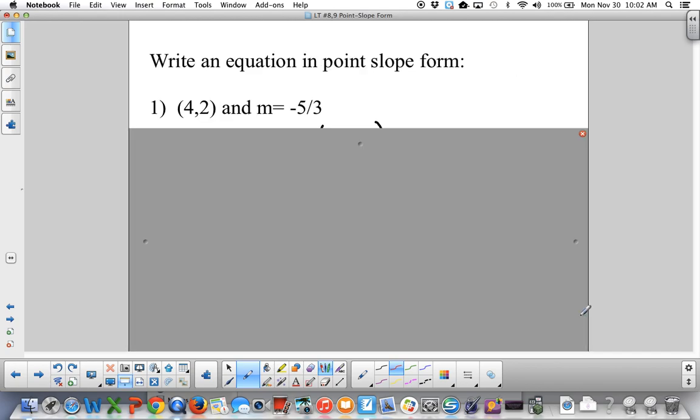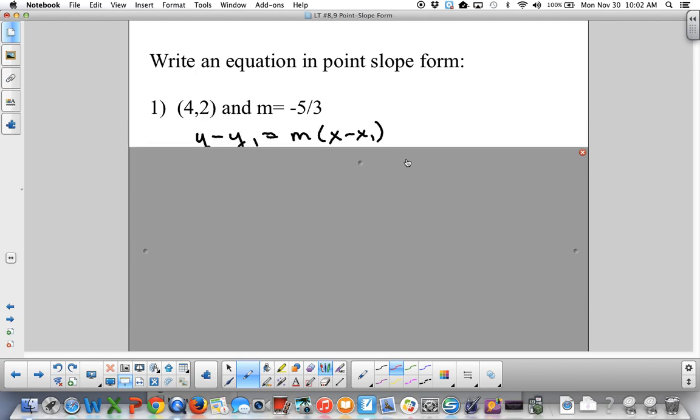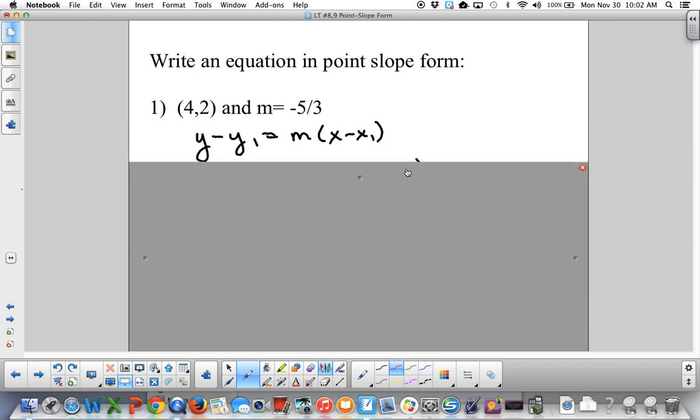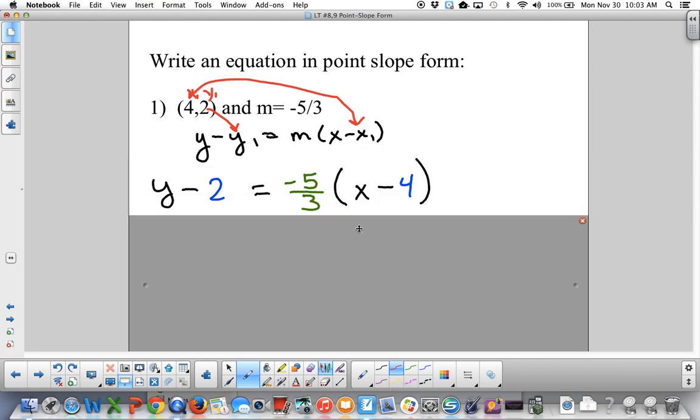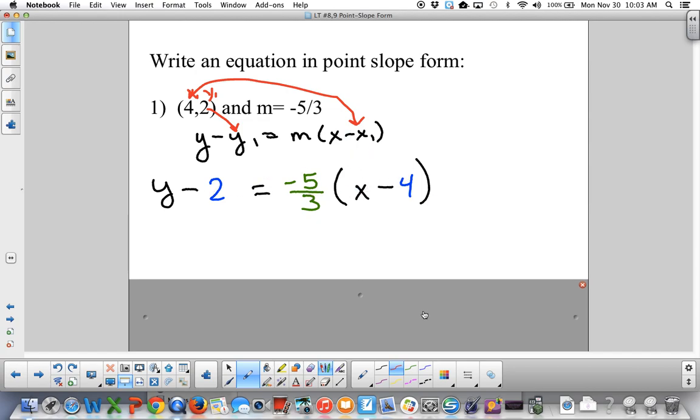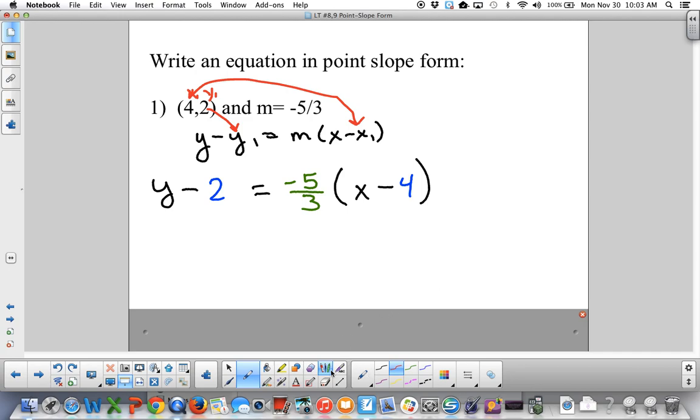Let's try another. Here we've got a point and a slope, and we're going to write the equation in point-slope form. So again, I write my point-slope form underneath. y minus y1 equals m times x minus x1. Now I'm plugging this in, this one for x1, and this one for y1. And this is obviously my slope. So I plug 2 in for y1, and I plug 4 in for x1. So I get y minus 2 equals negative 5/3 times x minus 4. And that's your equation in point-slope form.